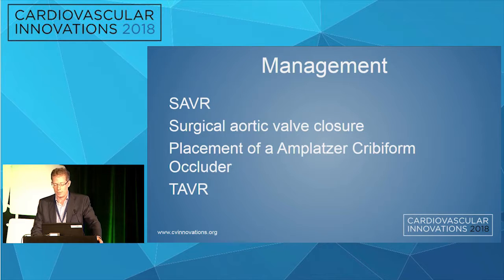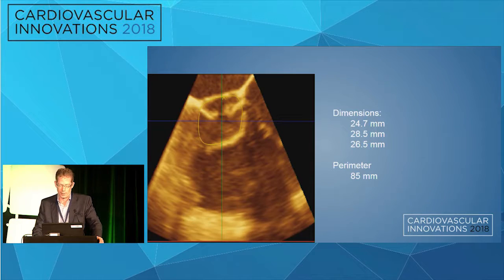And then potentially the ball was sent to us to use either an Amplatzer cribriform device or potentially a transcatheter valve replacement for the treatment of aortic insufficiency. Somehow we decided that we were going to do transcatheter valve replacement, and that's basically what we're going to be talking about. The problem was that, one, we didn't have a CT scan.